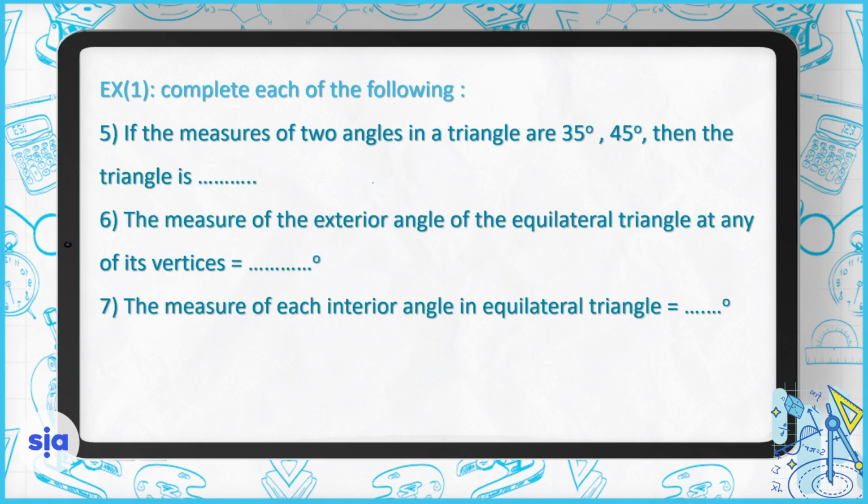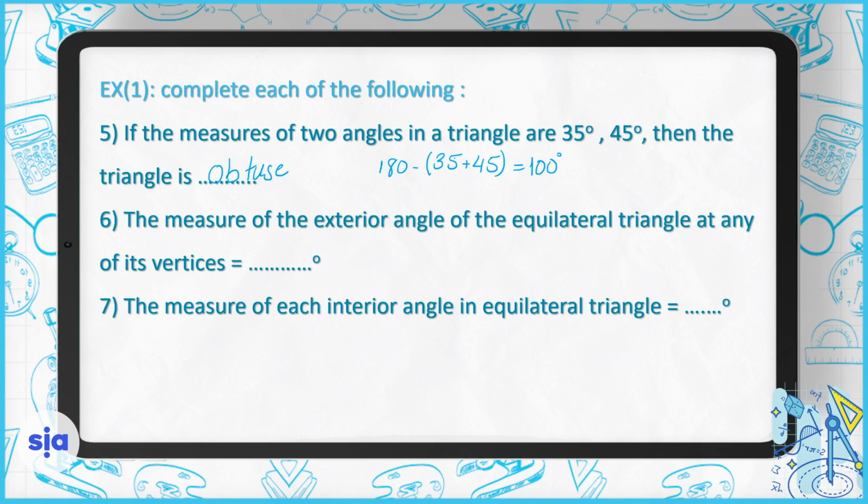Question 5. If the measures of two angles in a triangle are 35 and 45, then this triangle is, let's first find the third angle. The third angle is 180 minus 35 plus 45, so it's 100 degrees. If one of the angles is more than 90, then this triangle is an obtuse triangle.